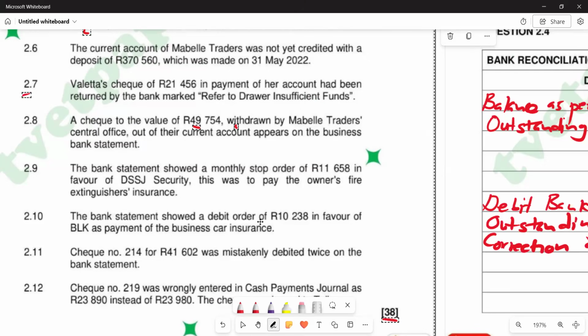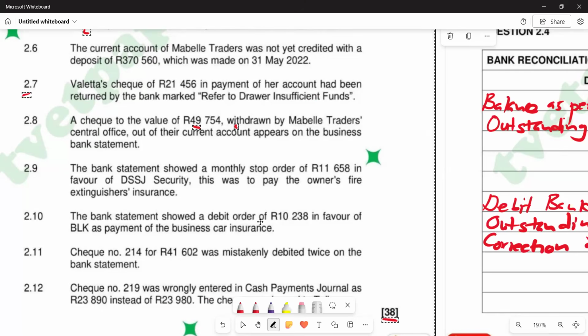The bank statement 2.10. The bank statement showed a debit order of 10,238 in favor of PLK as a payment on the previous car insurance. Correct. On the bank statement it is correct. Remember, debit orders can only reflect on the bank statement first before they are captured in the journals. In the journals, they can only identify that there was a debit order when they get hold of the bank statement. So this one, we can leave it. It's supposed to be corrected in the journals, and included in the cash payment journals.